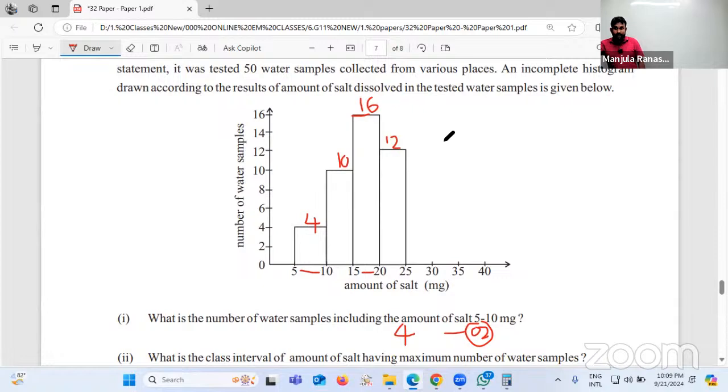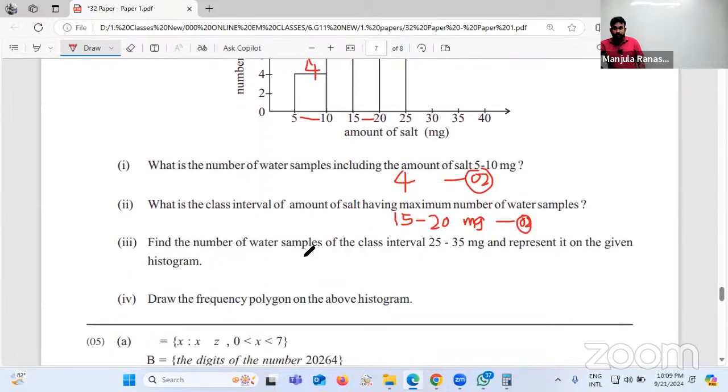Then what is the balance? Balance shall be 8 samples because the total is 50 samples. Again, you add these givens: 10 plus 4, 14, plus 16, 30, plus 12, 42, and balance 8. So what is the number of water samples of the class interval 25 to 35? That is 8. And then they ask to represent it in the histogram.